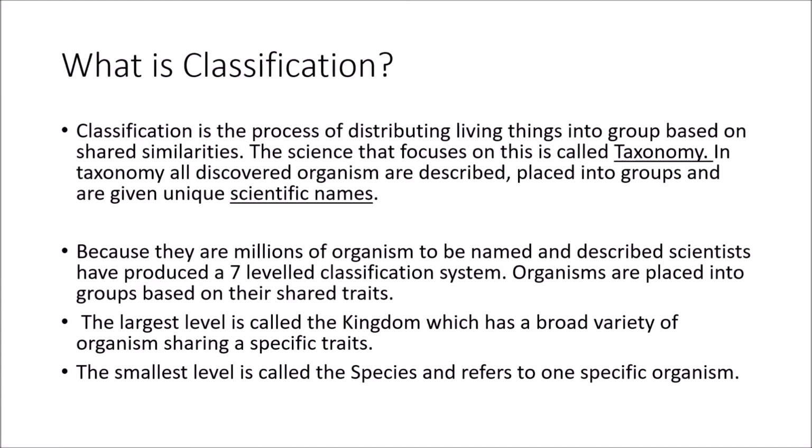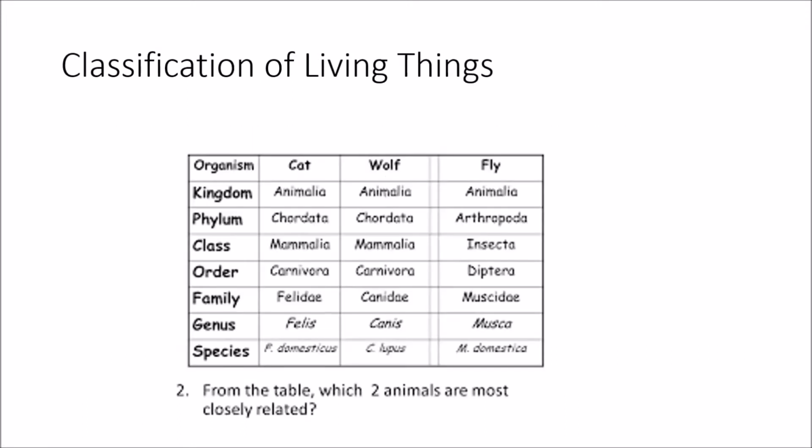All right, moving on. So, what is classification? As we said earlier, this is the process of distributing living things into groups based on their shared similarities. The same way we were doing that here inside this example. For example, the class, both the cat and the wolf were mammals because we know mammals have a certain amount of shared traits. For example, they may have fur, they give birth to live young, they nurse their young. So those are a few examples of some of the characteristics that mammals share.